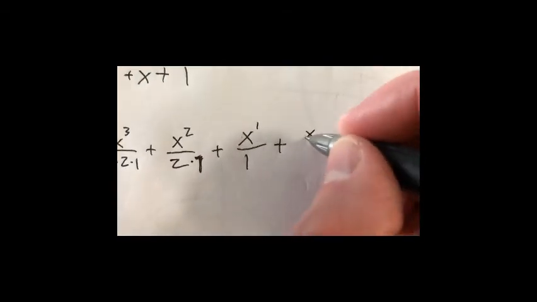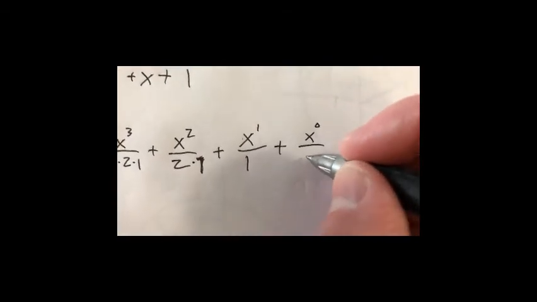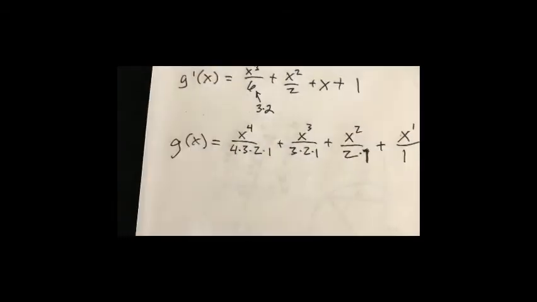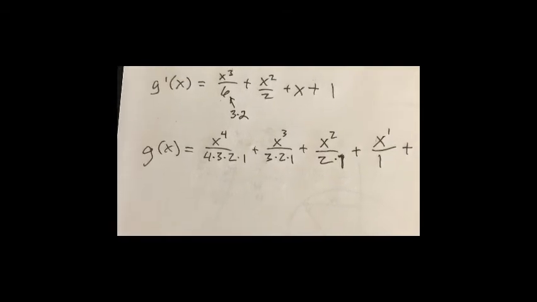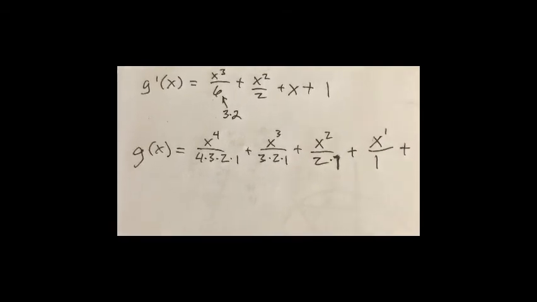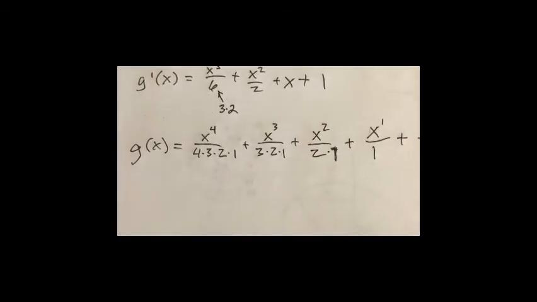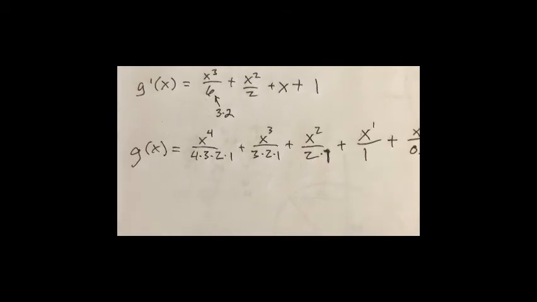My plus c will end up being a plus 1 for the same reason it was for all of the other ones. And so we'll have 1, but I'm going to call this x to the 0 over 0 factorial to fit in with the rest of the patterns. So what we're seeing here is a 4th degree Taylor series for e to the x. And we're going to head over to Desmos and see what this looks like.